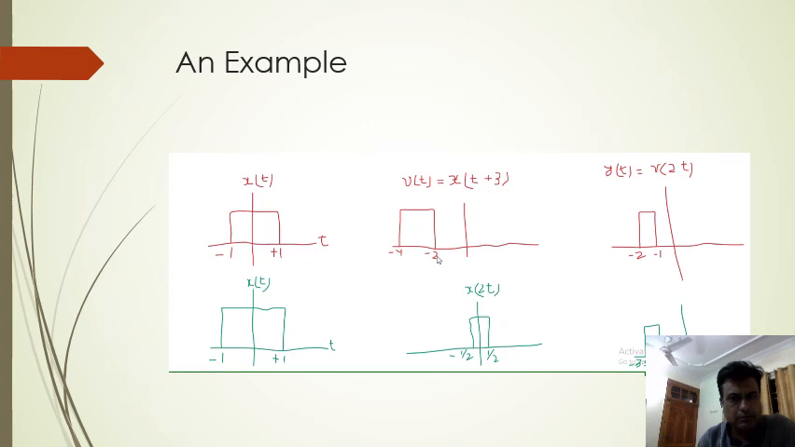And how do you determine that? You just put the argument t plus 3 equal to the point. For example, when t plus 3 is equal to -1, then t becomes -4, which is this point. Similarly, when t plus 3 is equal to +1, then t becomes -2, which is this point. So this was the time shifting operation performed on this signal x of t by an amount equal to +3 units.